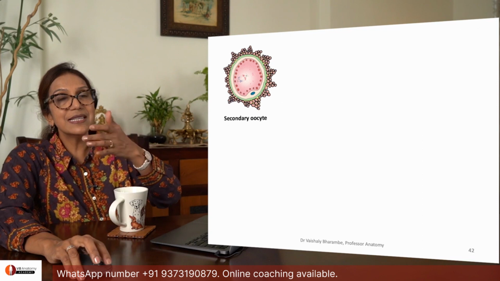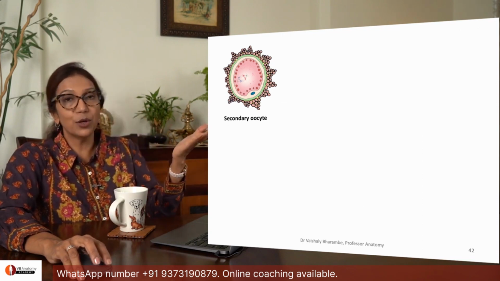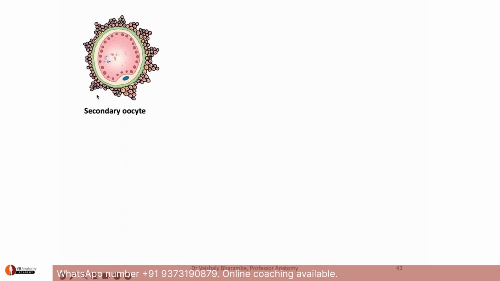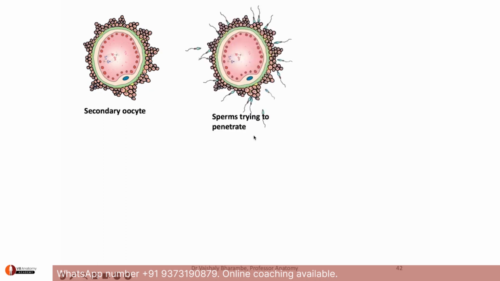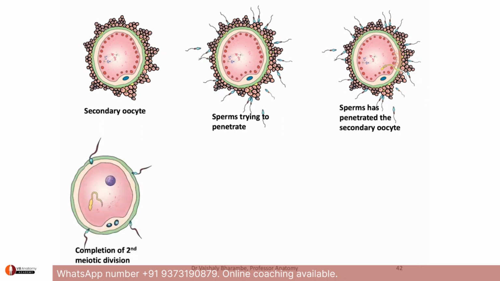So, what have we seen? Let's revise quickly. As I say, images speak a lot. This is the secondary oocyte arrested in the metaphase of the second meiotic division. These are the cortical granules. You can see here the sperms are trying to penetrate into the secondary oocyte. You can see that one victorious sperm has managed to enter. Now what happens? As it enters, the other sperms are not allowed to enter by the process of zona reaction.